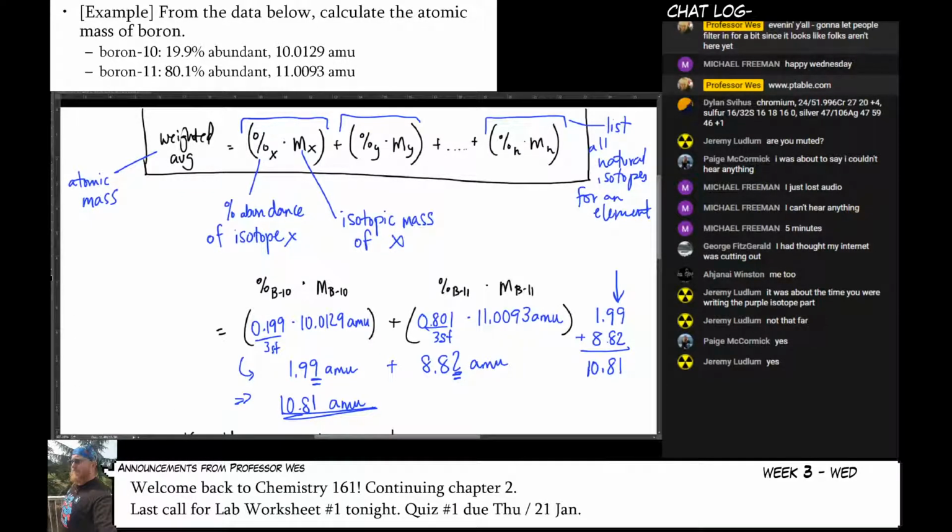And if you look at the periodic table, you'll realize that, wow, that is really darn close. And that's great. We like when things match up with what data we have, because that means that it was done correctly and also that we've done it correctly. Now, if I wanted more sig figs, I'd have to calculate the percent abundance to more decimal places.